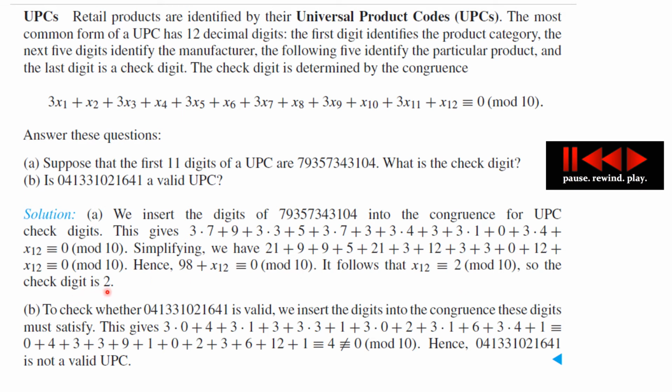Okay, because all of this is, we have to have 2 so it's congruent to 0. We're forcing the whole thing to be congruent to 0. And now if we wanted to check whether this one, where we do have the check digit already there, is valid, we insert it into those and we check to see if it's congruent to 0. Well, we get 4, which is not congruent to 0. Therefore, this is not a valid code. There was an error somehow.